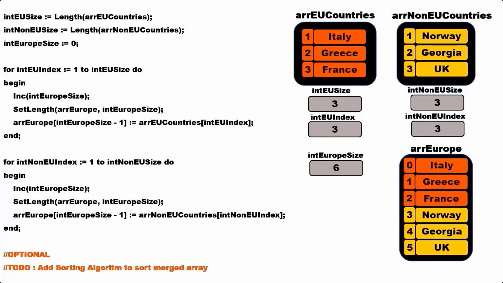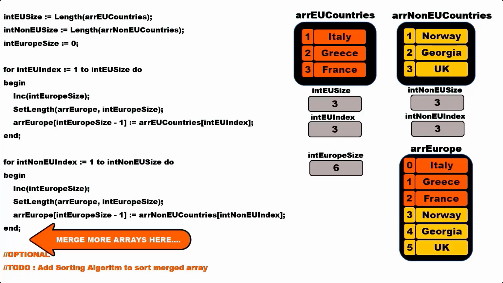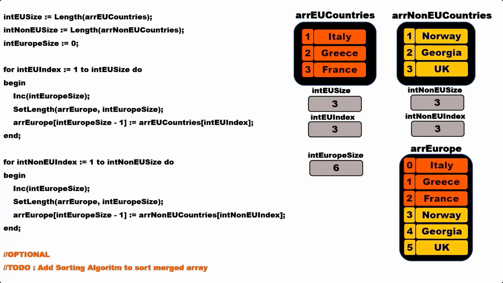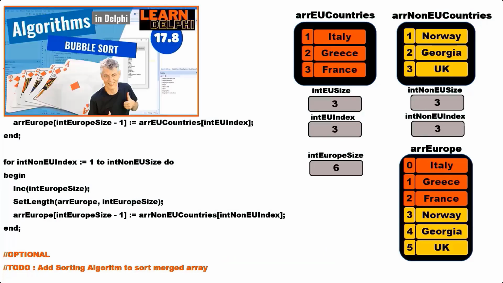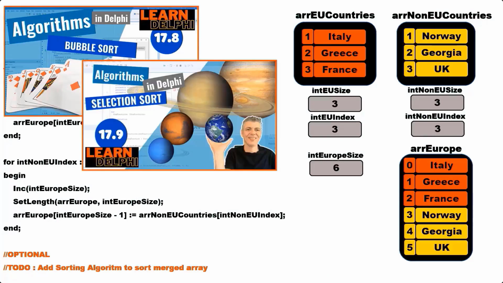You can merge more arrays by adding more loops after you cycled the last array. Just remember, the elements of all the arrays you want to merge must be of the same type. You can also add code after the last loop ended to sort the merged array. You can sort it with the bubble sort algorithm I demonstrated in lesson 17.8, or with the selection sort algorithm I explained in lesson 17.9.